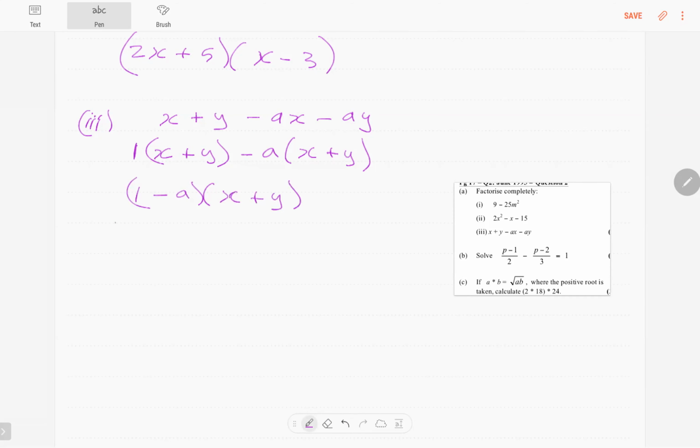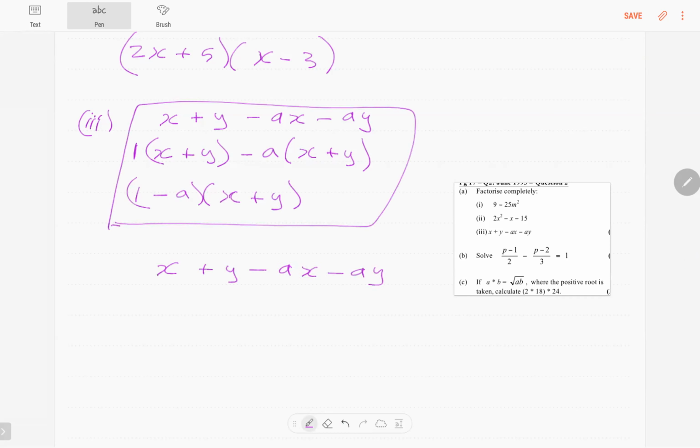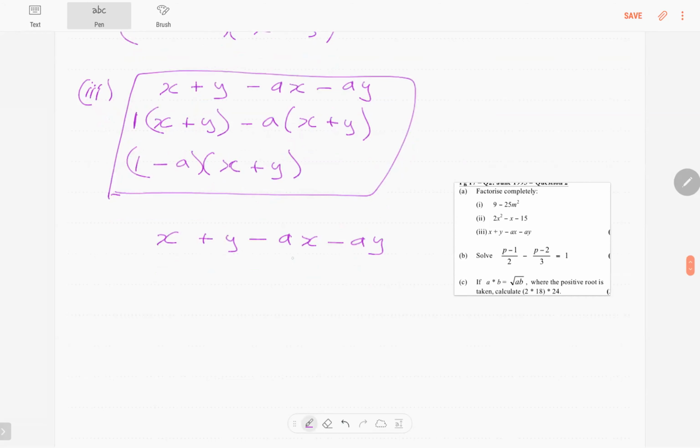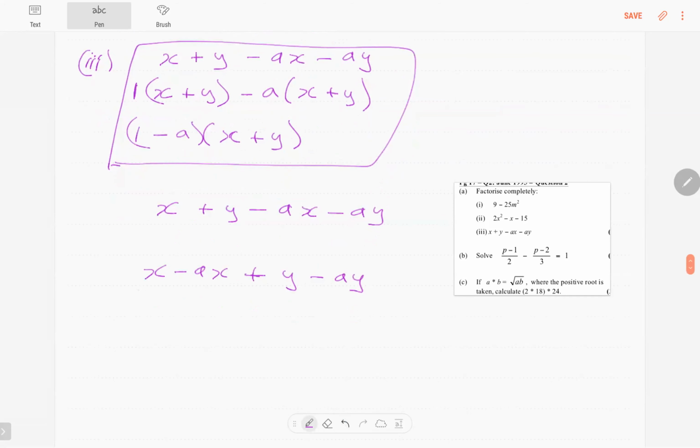Well, let's say I didn't see it that way. Let's say I didn't see the common factor. So it's x plus y minus ax minus ay. What you could do is bring the ax in to the x and bring the ay behind the y. So rearrange the values and write x minus ax plus y minus ay. All right, and then what would happen here is that the common factor will be x. Factor the x, and you get 1 minus a in the bracket.